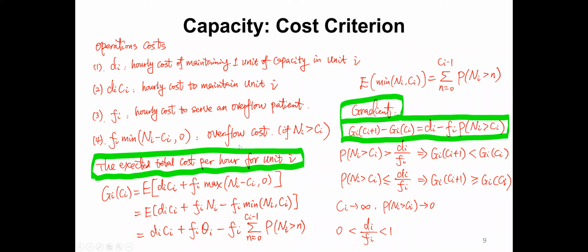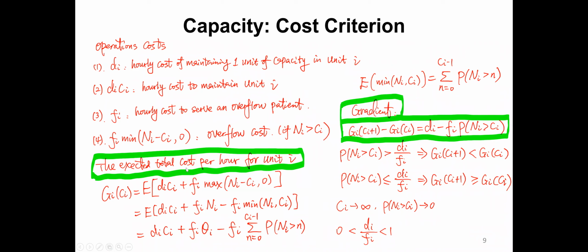Now, overflow patient, overflow cost. If the coming patient count is greater than the capacity, then we use (Ni minus Ci) times Fi. This will be the overflow cost. If Ni is less than Ci, then you're under the capacity, so this is 0. You don't have overflow cost.